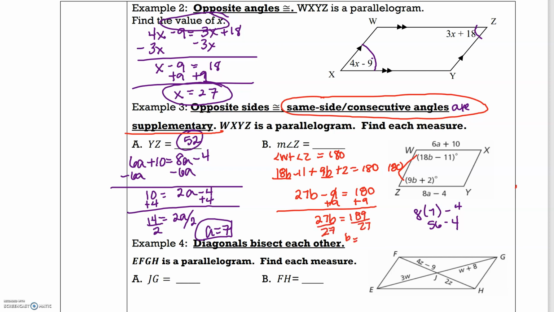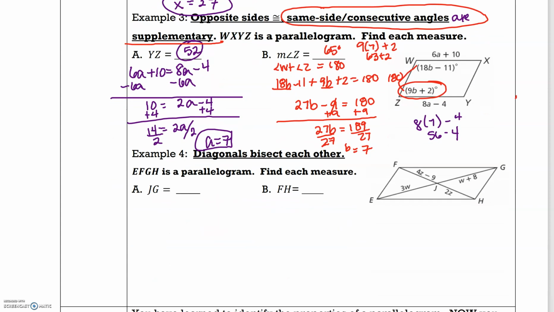So b is equal to 7. And again, we want to plug it back in to find the measure of angle Z. So I'm going to take 9 times 7 plus 2, which is going to give me 63 plus 2. It's been a long day. 65 degrees.